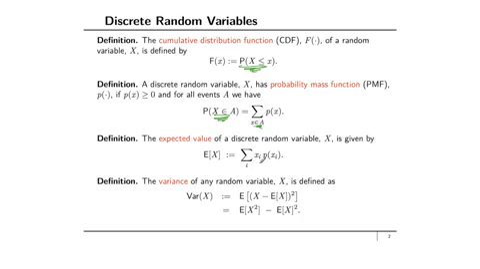The expected value of a discrete random variable X is then given to us by this formula here. So it's the sum of the possible values of the random variable X, these are the x_i's, weighted by their probabilities, P of x_i. So that's the expected value of X.